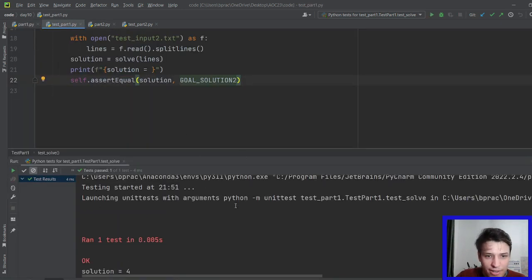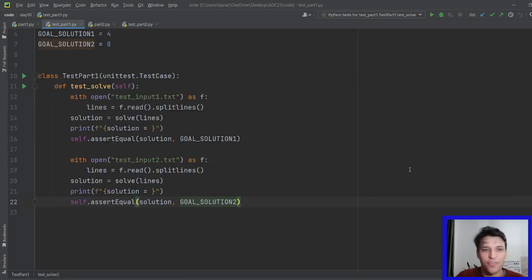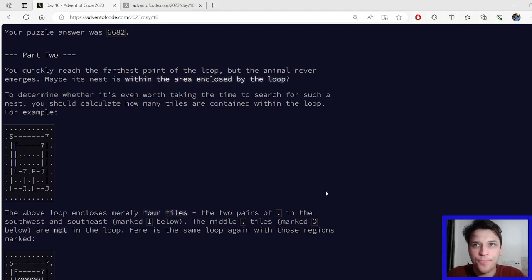We should also run it on the test input, on both our test inputs. That looks good. So we can also run it on the real input, and it turns out it gives us the right solution. For part 2, it turns out we not only want to consider the pipe, but also the whole area enclosed by the pipe. So this might be a bit complicated.